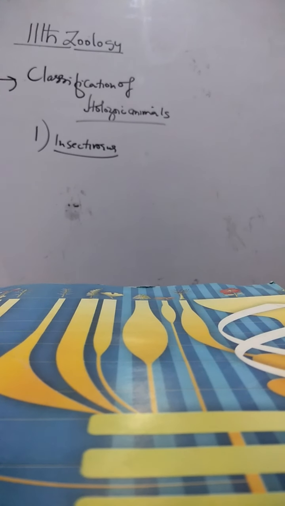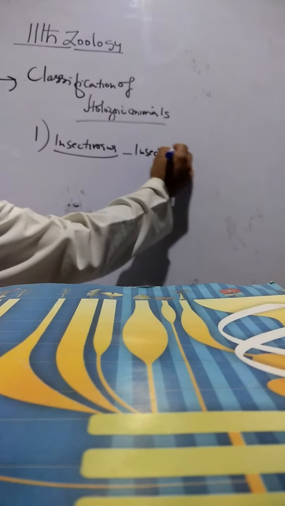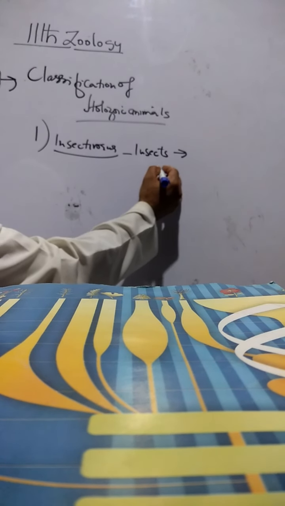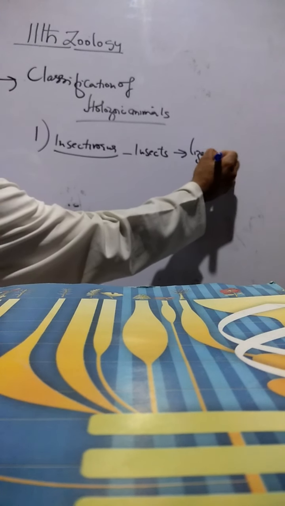Dear students, this is 11th zoology and we are trying to give the classification of holozoic animals. The first group of holozoic animals is insectivorous. The specific food in them is the insects. The classical example of this is lizards and toads.